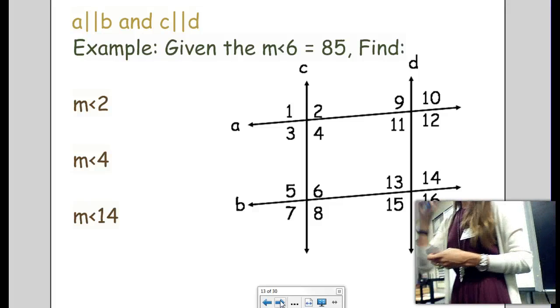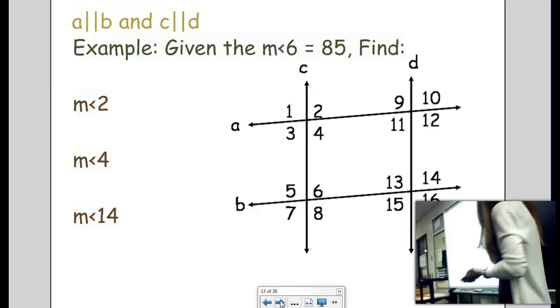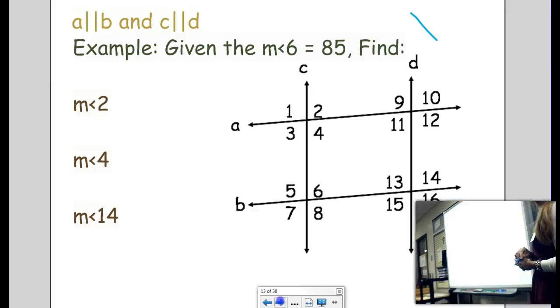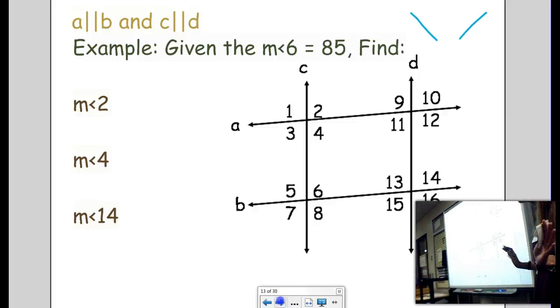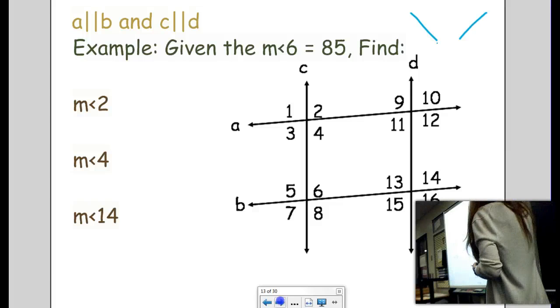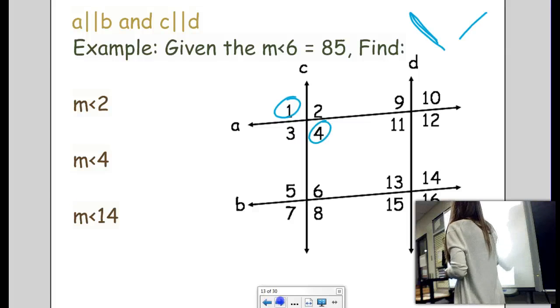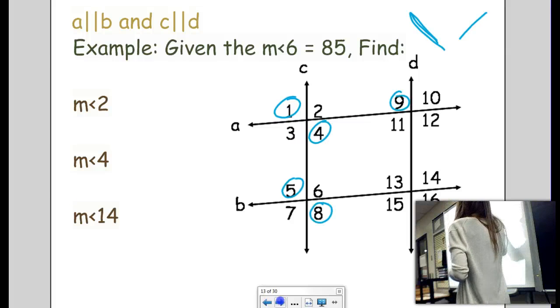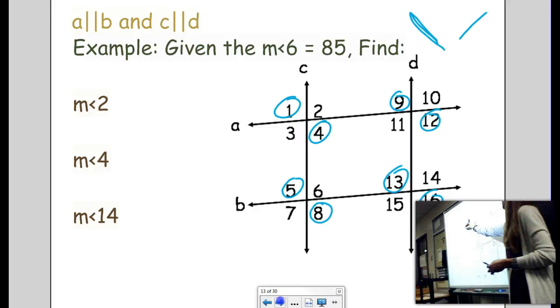You watching? Step 1, you pick a diagonal. You can choose the diagonal that goes that way, or you can choose the diagonal that goes the opposite way. I don't care which one you choose. It doesn't matter. You pick a diagonal and you stick with it. So I'm going to pick this diagonal right here. And what that means is I'm going to circle every angle that is along that diagonal. You see what I circled? Diagonal, diagonal, diagonal, diagonal.